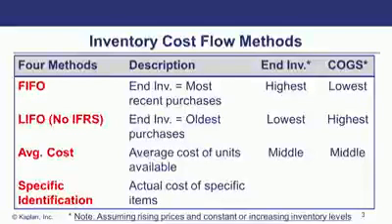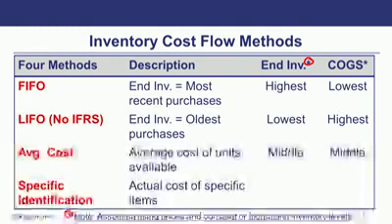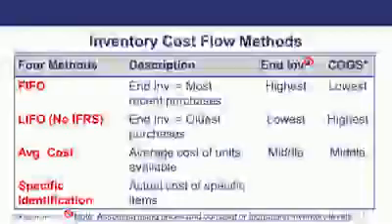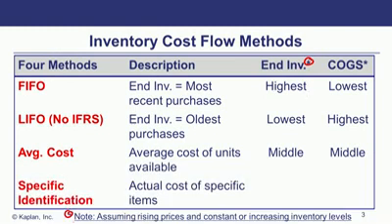Now, again, assuming we live in an inflationary environment, and notice our little star up here means we are assuming rising purchase prices over the period and either constant or increasing inventory levels. Key one though here is rising prices. Okay, now, of course, if we've got rising prices, it means the purchases towards the year end would have been at the higher price. So therefore, if under FIFO we value our ending inventory using the year-end purchase prices, we're going to end up with the highest value for our ending inventory.